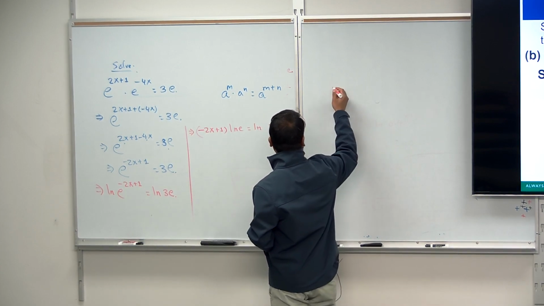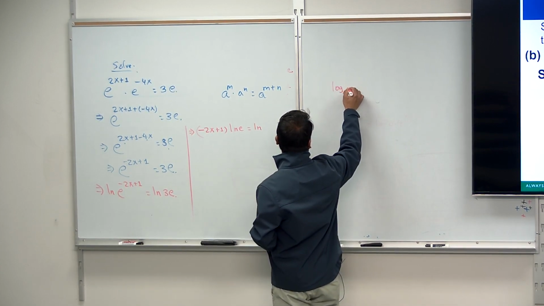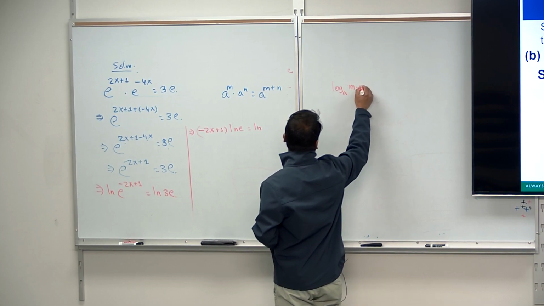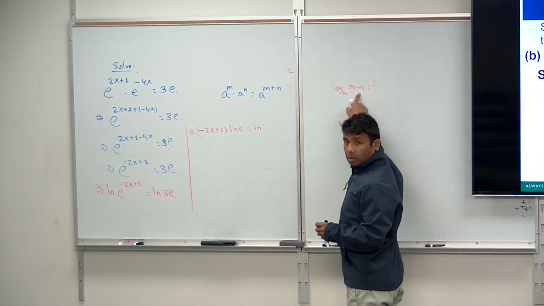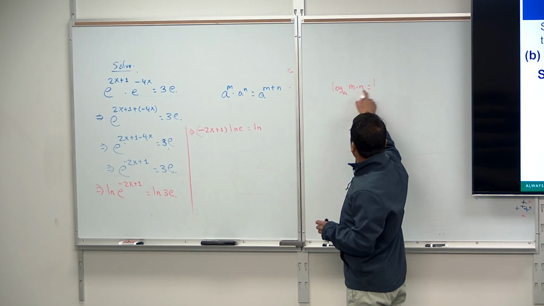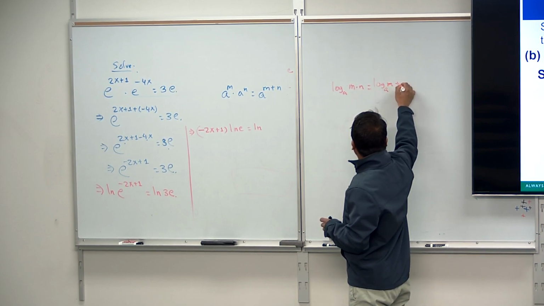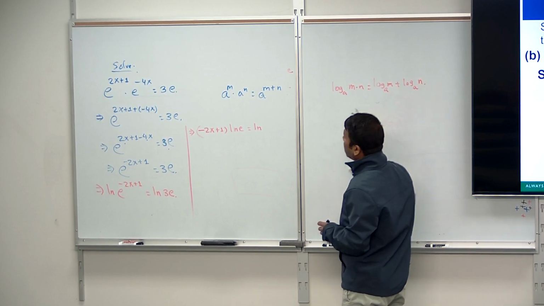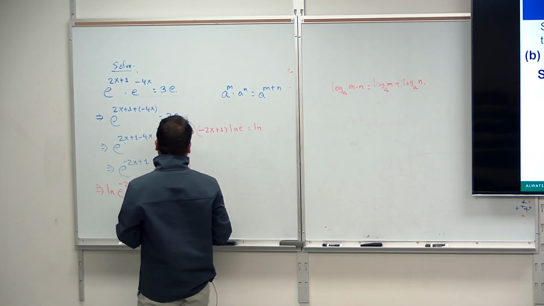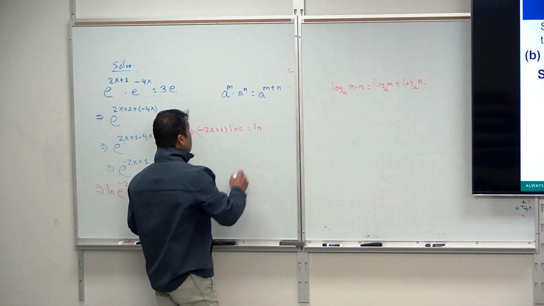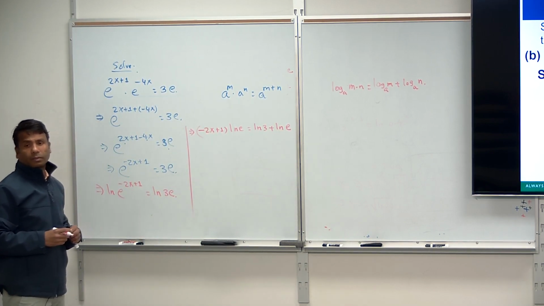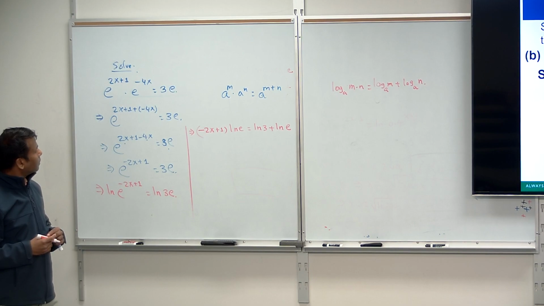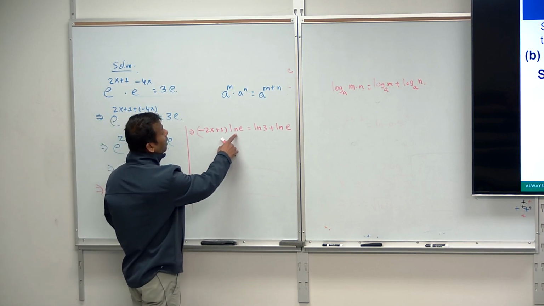The product property is, if you have a logarithm with base a of m times n, it's the same as the logarithm with base a of m plus the logarithm with base a of n. So if you use this property here, you'll have a ln 3 plus ln e. Make sense so far?